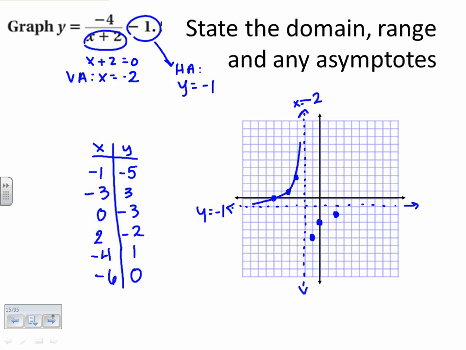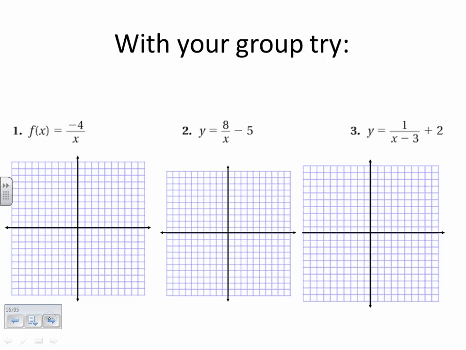So as I draw them, I'm going to make them approach the asymptotes. All right, you try those next 3 on your paper and see how you do. And when you come into class tomorrow, let's check with your group. So pause me, and then you can continue.